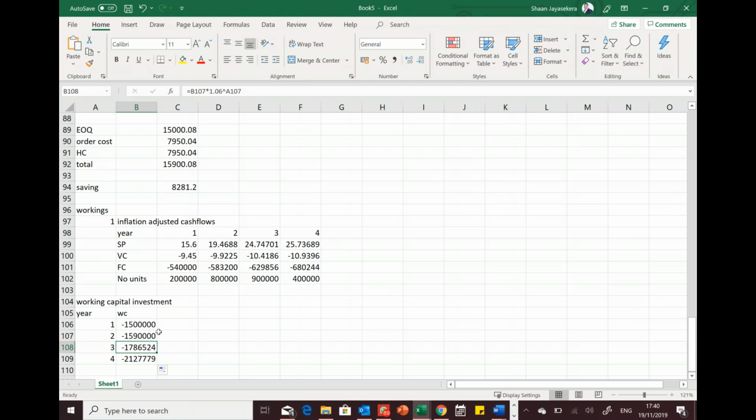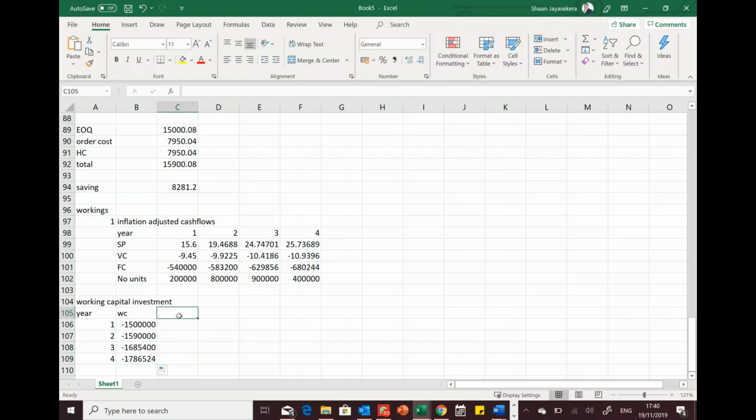Let me do this like this. That's the first year. Yeah, it's easy actually. I can just keep increasing it every year by 6%. That's it. So this will be equal to this into 1.06. So that I can just drag this down, then at every year it will increase by that amount.